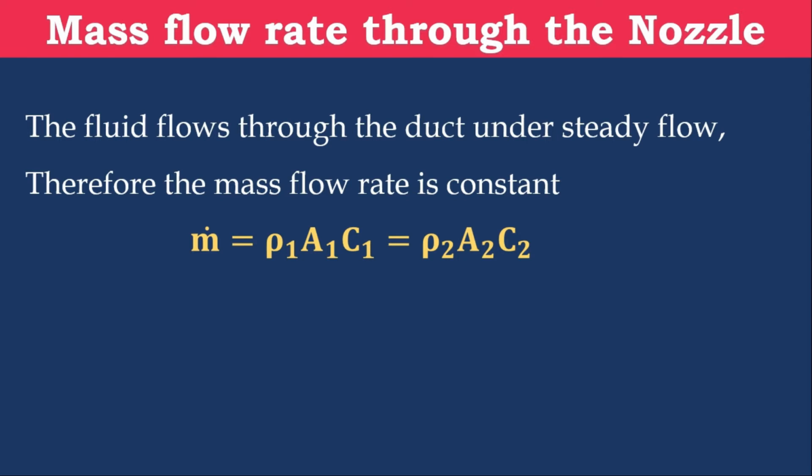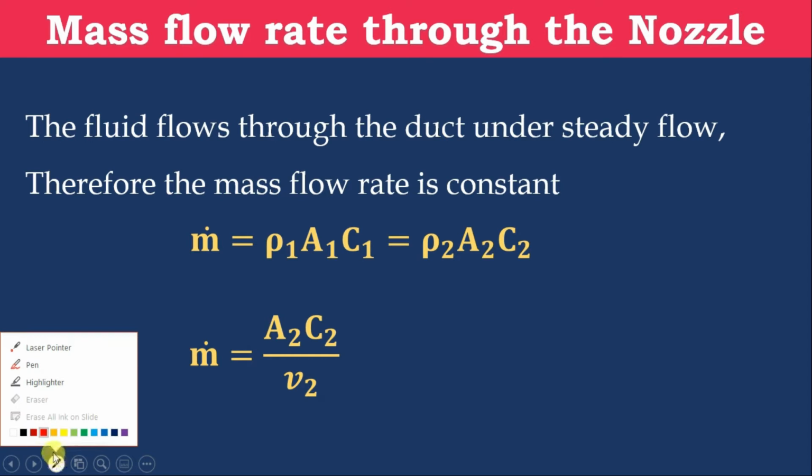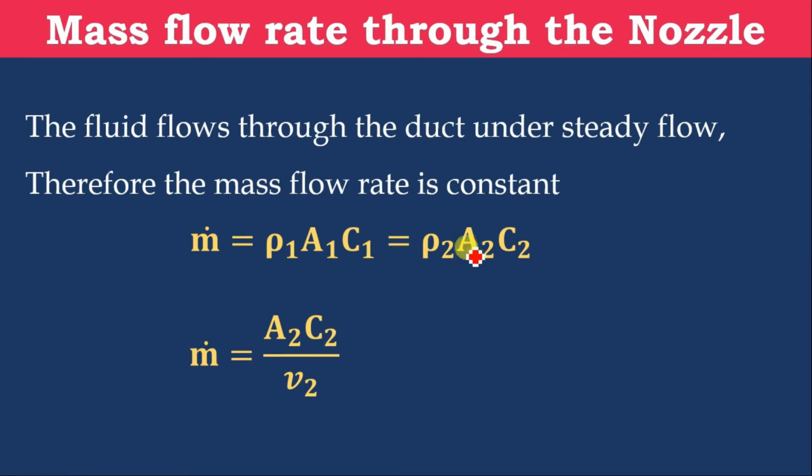We are going to concentrate only on the exit of the nozzle. So we take m dot is equal to a2 c2 divided by v2. Remember, density is inversely proportional to the specific volume, that is rho is equal to 1 divided by small v. From this, first we will find out the exit velocity, then we will substitute here and find out the maximum mass flow rate.